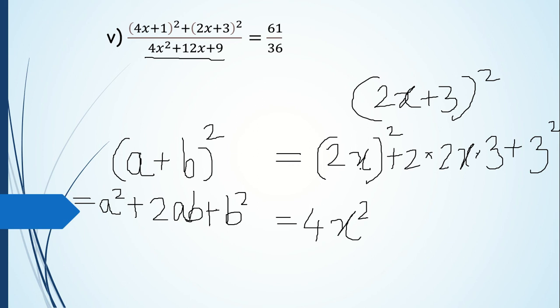2 square is 4. So that's 4x square. 3 2s are 6 and 6 2s are 12. Plus 12x plus 9.